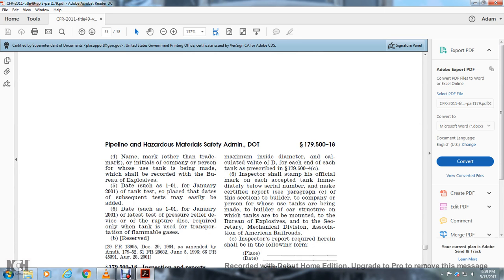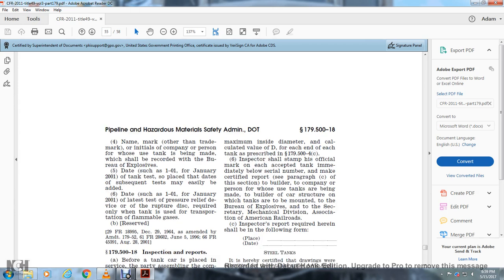Dates such as 101 January 2001. The tank tested space shall be placed on the date. Subsequent tests must be marked so as to be easily out of date, such as 101 January 2001. Latest test of pressure relief device or rupture disc required only when the tank was used in the transportation of flammable gases. B. Reserve.